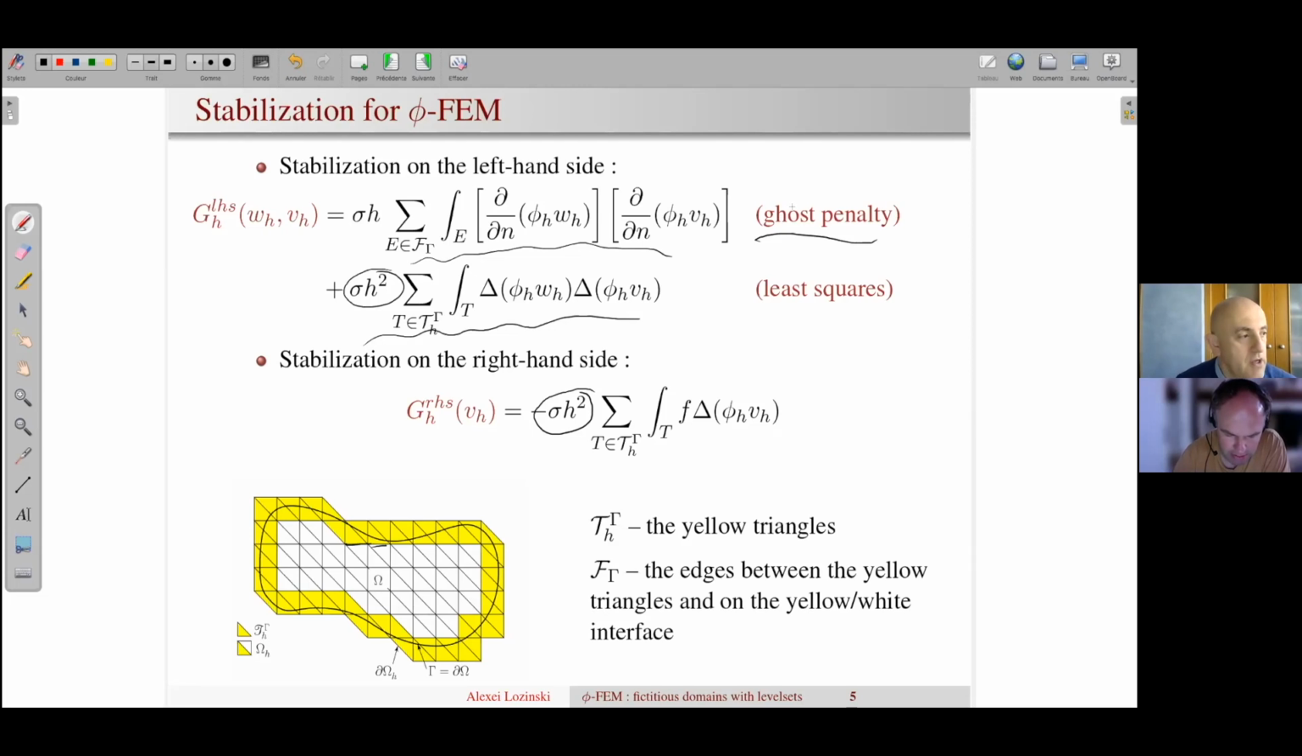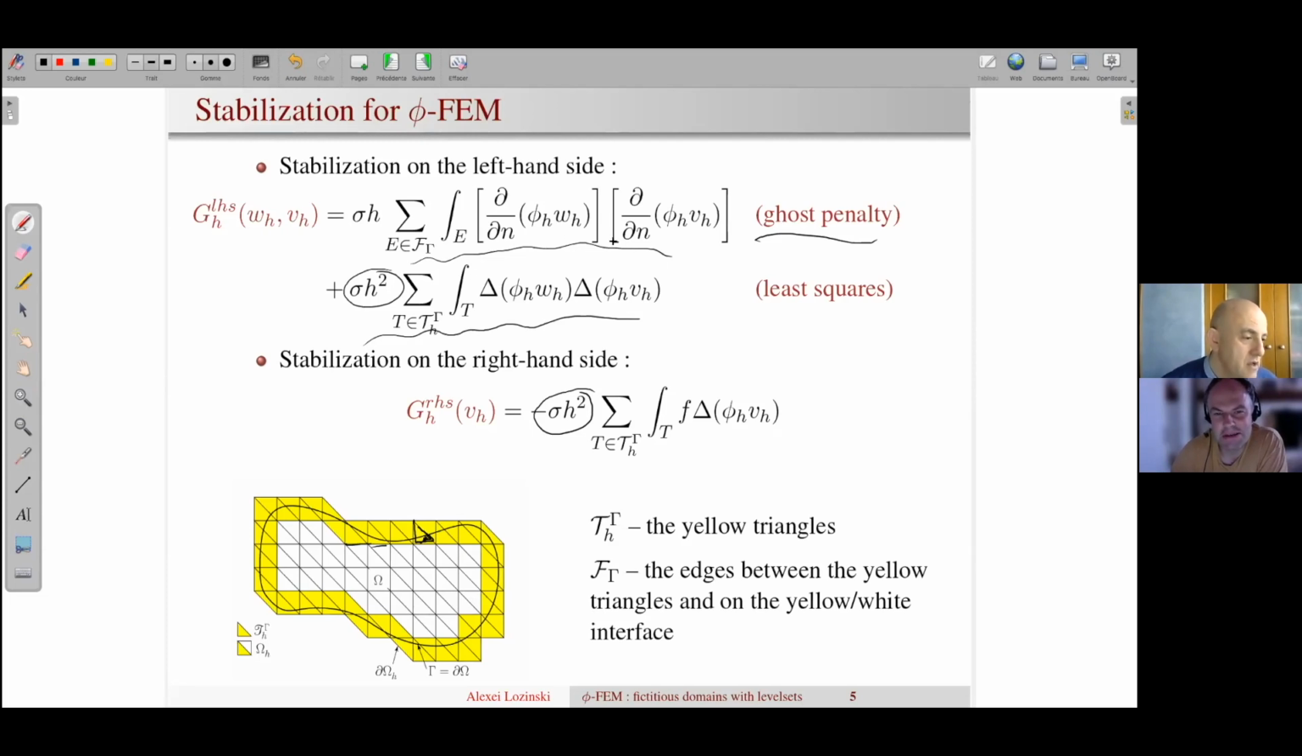Yes, so very good question, thanks. Indeed, in theory, the theory is done for exact integration. So yes, we don't have integration on the cut portions, so we don't integrate here. We integrate on the whole triangle, but we should integrate it exactly. And it's kind of cumbersome.